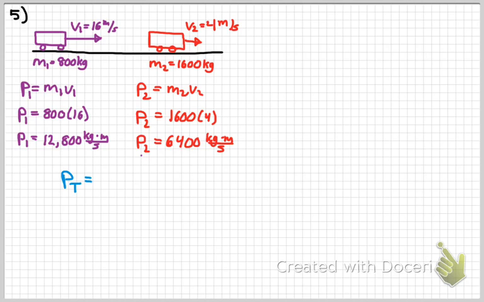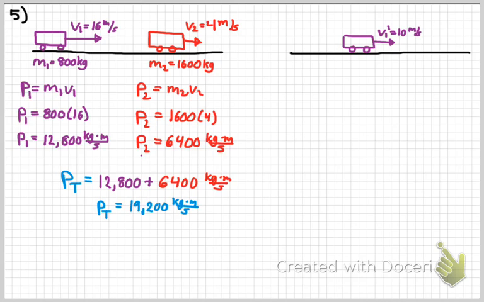So your total would be the 12,800 plus the 6,400. So that gives you a total momentum of 19,200 kilogram meter per second.